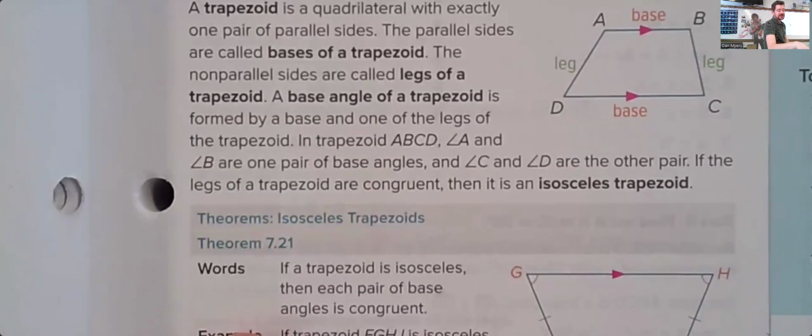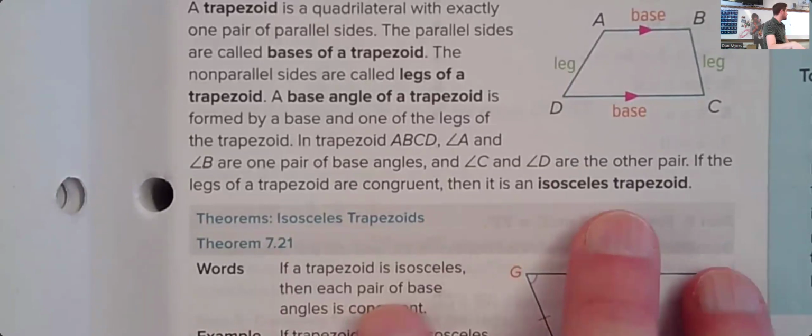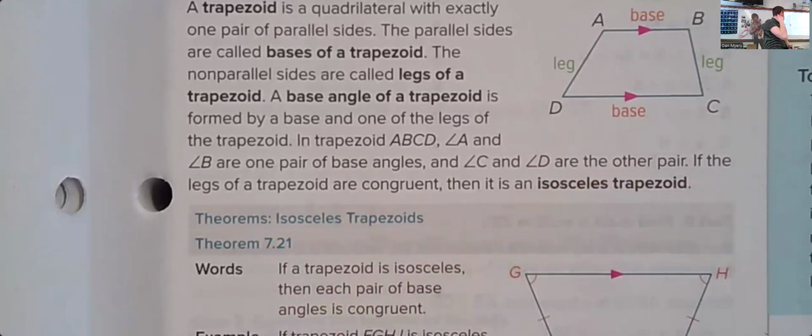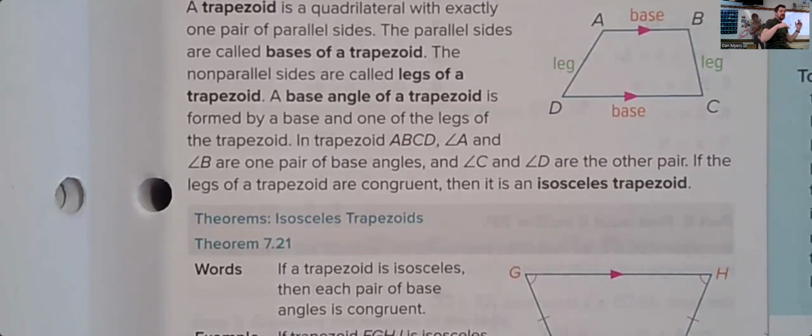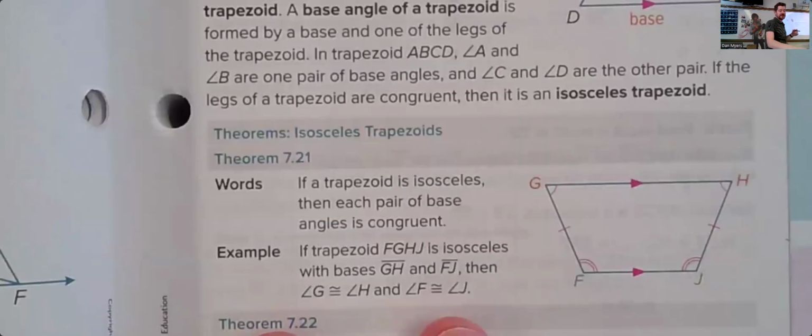If the legs of a trapezoid are congruent, then it's an isosceles trapezoid. That's a different idea altogether. So one of the things we're going to learn about has to do with the base angles. We're going to learn about some specific things related to isosceles trapezoids. It's the same idea as an isosceles triangle, where the legs of an isosceles triangle are the same. So in an isosceles trapezoid, the legs are the same. They're congruent. So let's take a look here.